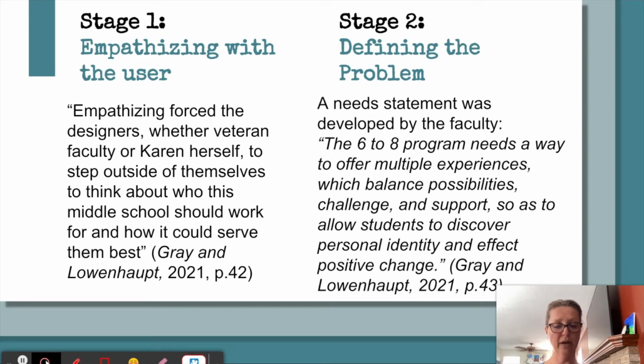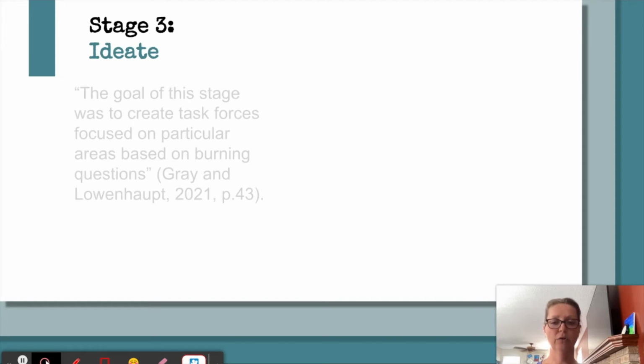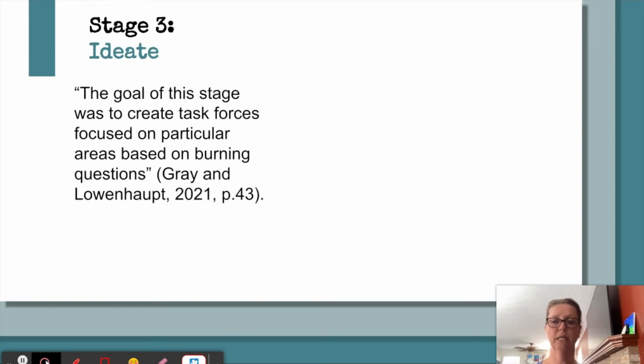Karen included all faculty members to review the data using faculty meeting time. She also created mixed-level academic discipline teams to brainstorm what they wanted and needed the most out of a new 6 to 8 middle school program. Then they took all of this information and curated a needs statement based on the key ideas of all the stakeholders. The ideate stage then had Karen and the staff create task forces focused on particular areas and burning questions.